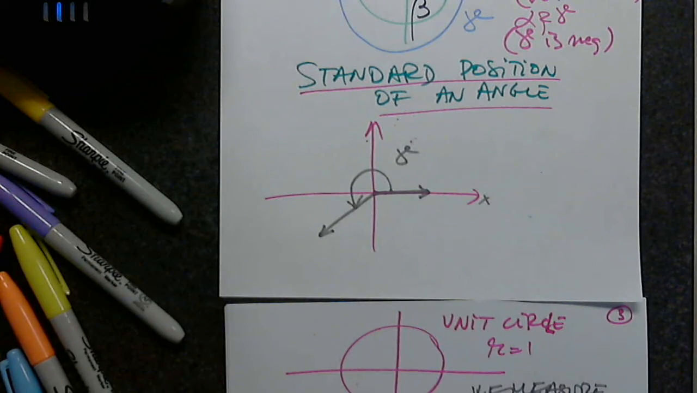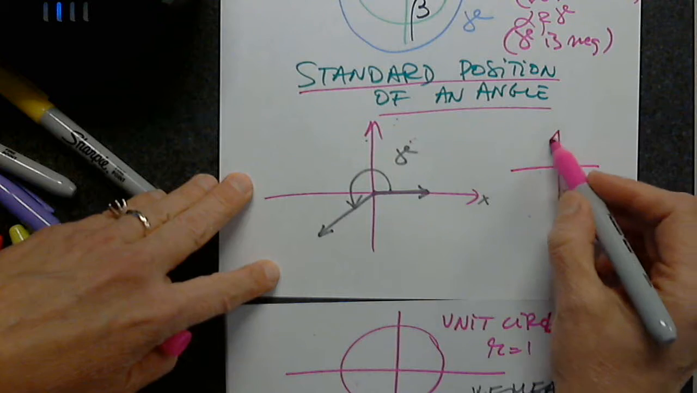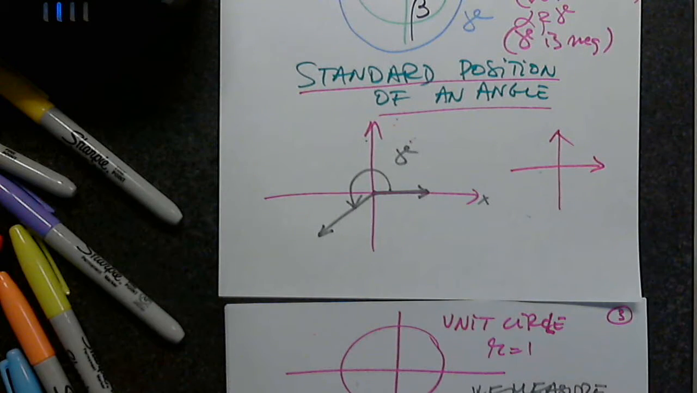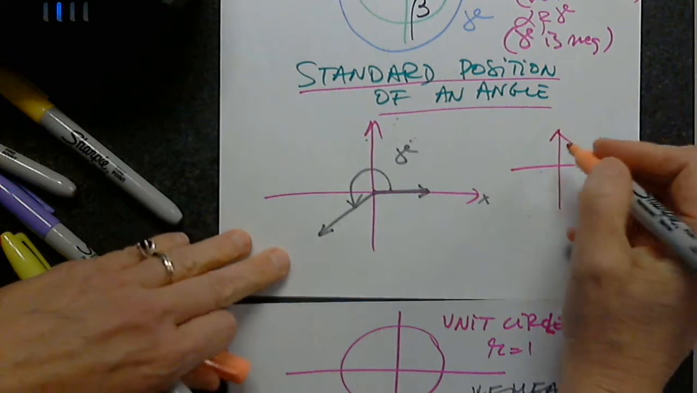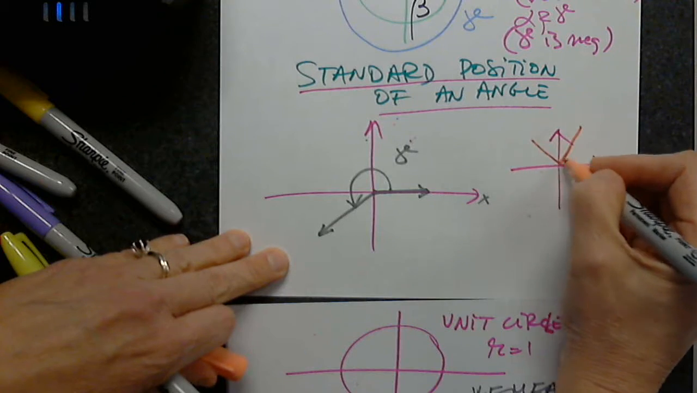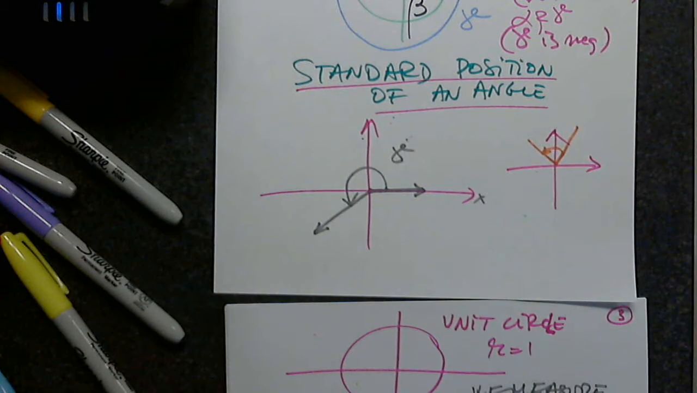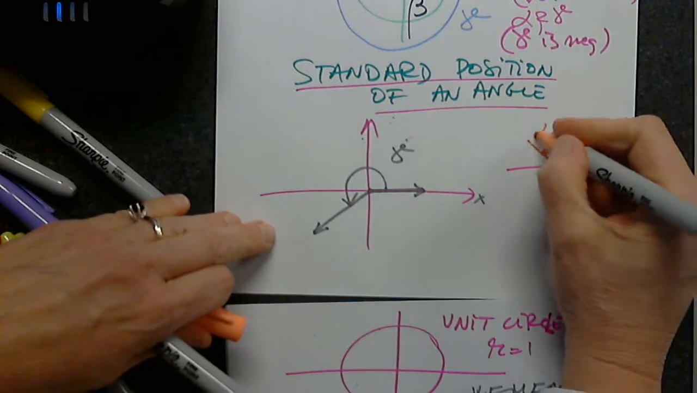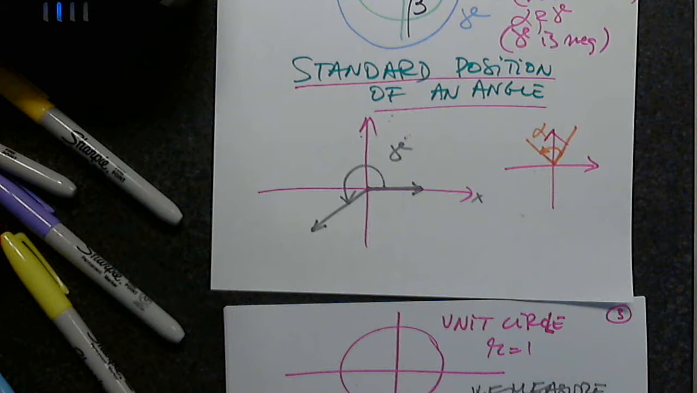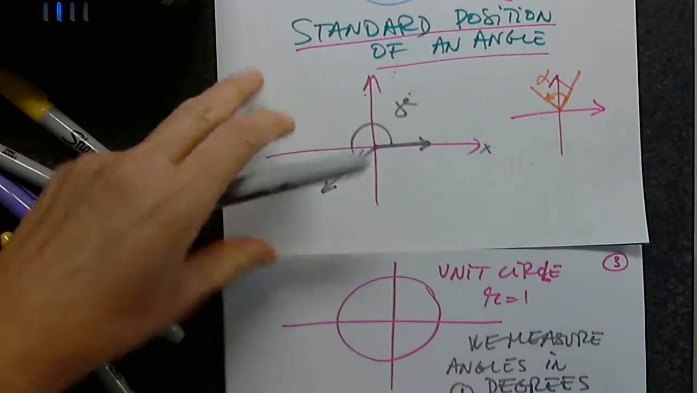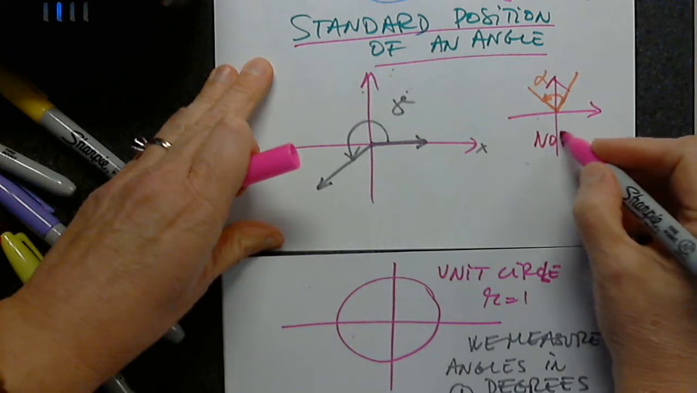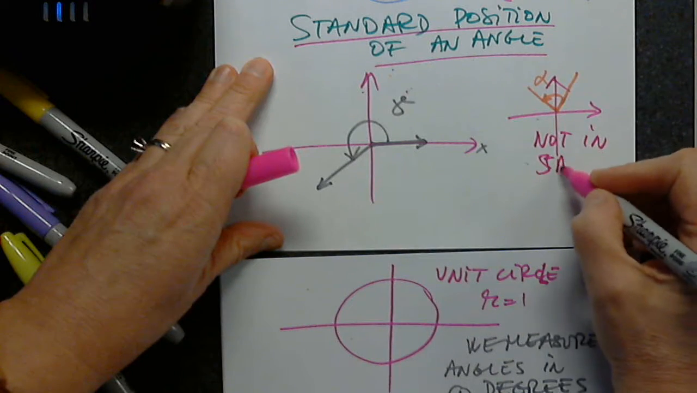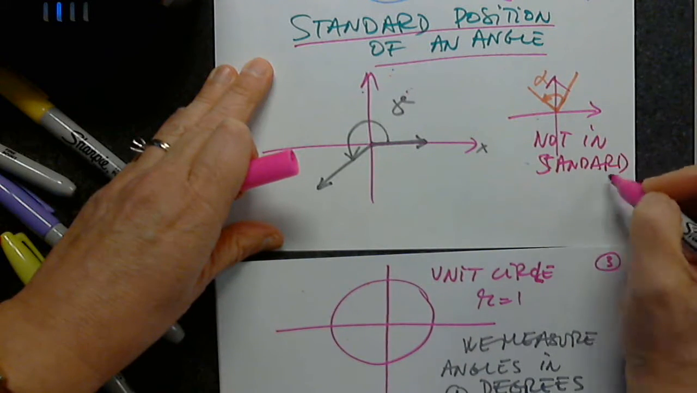For example, this is an angle not in standard position. So let's graph an angle that is not in standard position. I'm going to call it alpha. Alpha is not in standard position because it does not start on the x-axis. So, not in standard position.